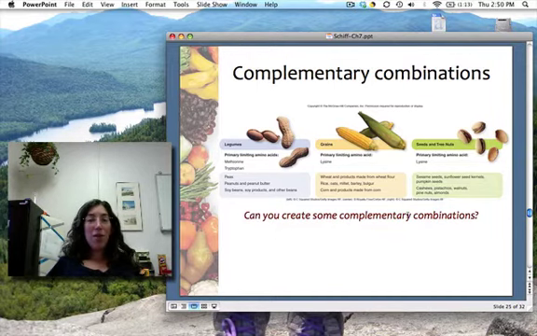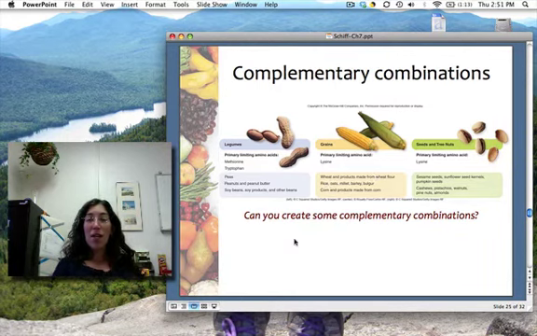Okay, some that I'm thinking of are peanut butter on whole grain bread or a whole grain bagel. That would be a complementary combination. Another one somebody gave me in class today, peas and rice. That's kind of a classic dish. I think of it more for babies, but I still think it's delicious. Peas and rice would be a complementary combination.